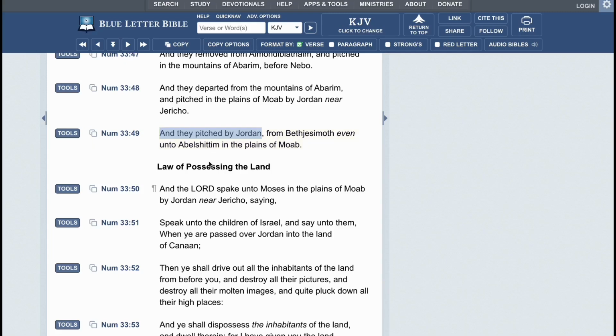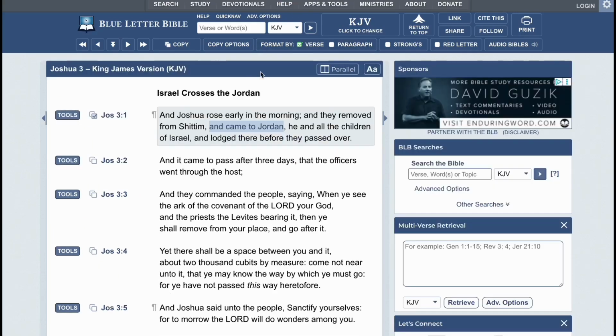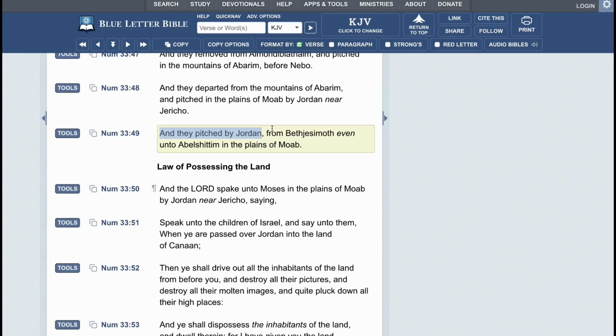"from Beth Shemesh even unto Abel Shittim in the plains of Moab." So this is letting us know that they're very close to Jordan. This isn't a 3-day journey or 5 or 10-day journey. This wasn't a long journey. In fact, this could have been something achieved maybe in 5 to 6 hours. So they would have lodged that same night that they left Abel Shittim.